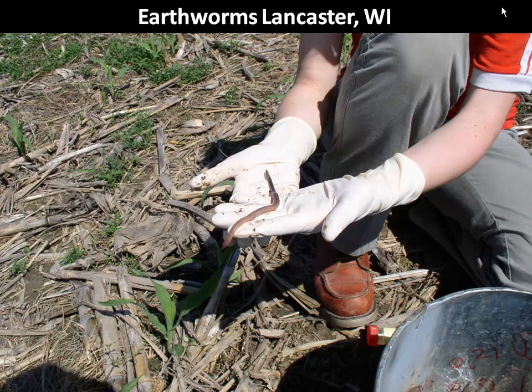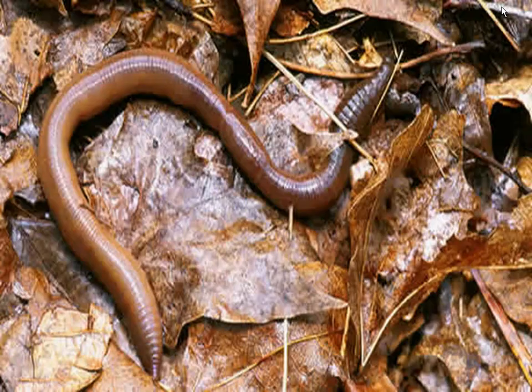The very first organism we're going to take a look at is probably the one that you're most familiar with, and that is the earthworm. Probably many of you remember digging out earthworms as fishing bait or seeing them on sidewalks after major rainfall events. Earthworms are very common in soils in the Midwest, and we're going to take a look at the role that they play in the soil environment.